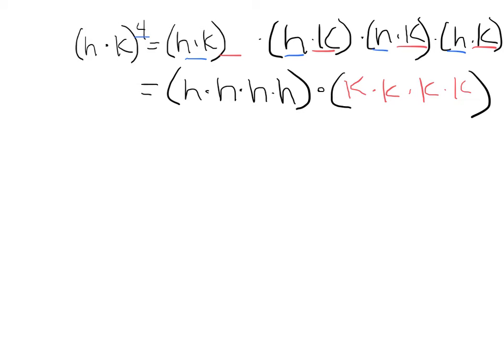Sorry, that's a little messy. Now I can rewrite this in exponential notation. So I have h to the fourth times k to the fourth.